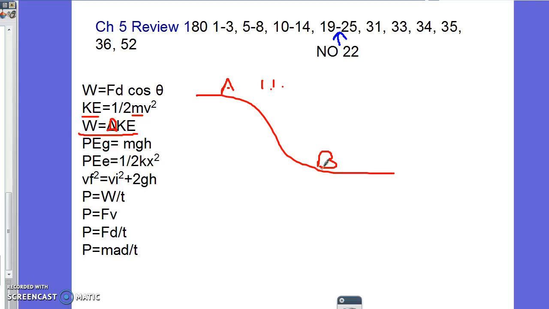Part A. Set the zero level for the potential energy at B. Find the gravitational potential energy of the skier. Well, you're just going to go mgh with the 55 kilograms and 10 meters for height.